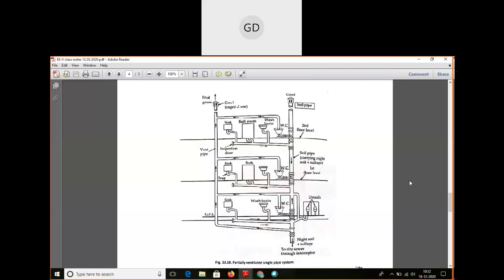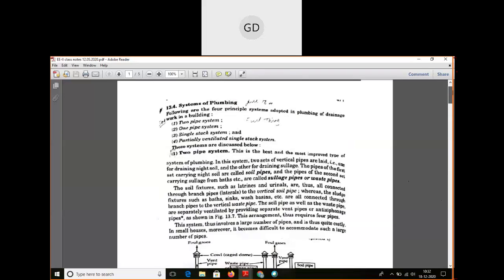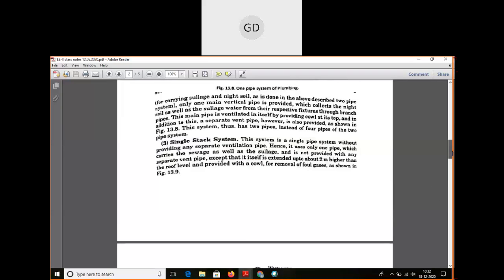Okay, so these four are your systems of plumbing. If a question comes, what are the systems of plumbing? So there are four systems of plumbing. Number one is your two pipe system. Number two is your one pipe system, then single stack system, and number four is what? Partially ventilated single stack system. Clear?